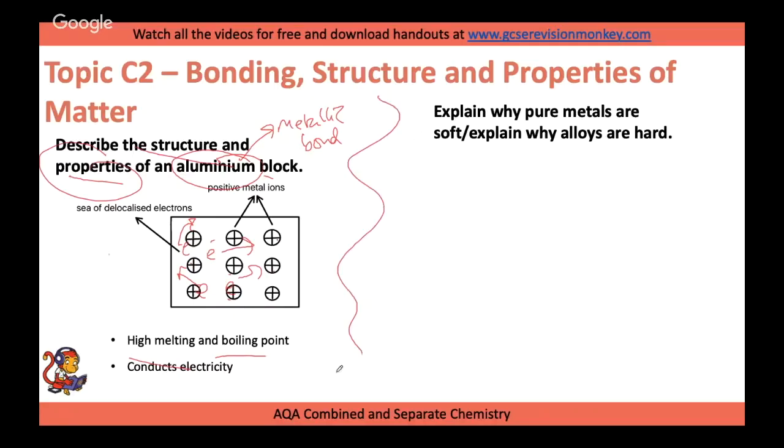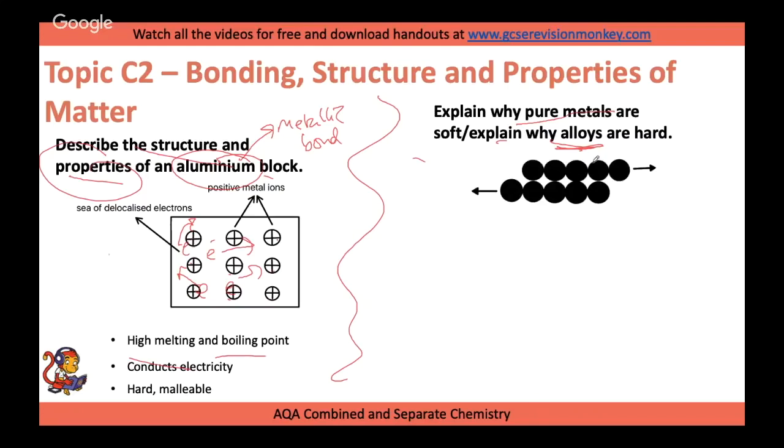This next question is one to definitely look out for. Talking about pure metals versus alloys. It says, explain why pure metals are soft and alloys are hard. Well, a pure metal has a regular arrangement of atoms in layers, and those layers slide easily. This is what you need to say for the marks. It's not difficult. It'll often be a 2 marker. So the regular arrangement of atoms and the layers slide easily.